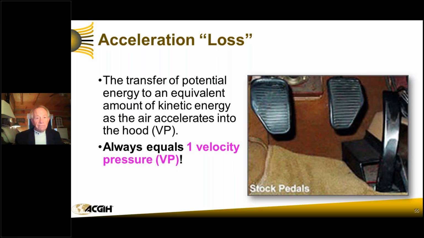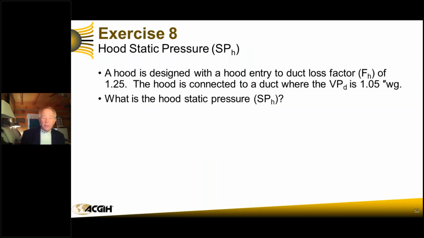All right. Let's do an exercise real quick. A hood is designed with a hood entry to duct loss factor of 1.25. The hood is connected to a duct where the velocity pressure is 1.05 inches of water column. We know the velocity pressure at 1.0 is a velocity of 4,005 feet per minute. Let's use our knee jerk: 1.05 inches of water column of VP is just a little bit more than 4,005, maybe 4,010, maybe 4,020, something like that.